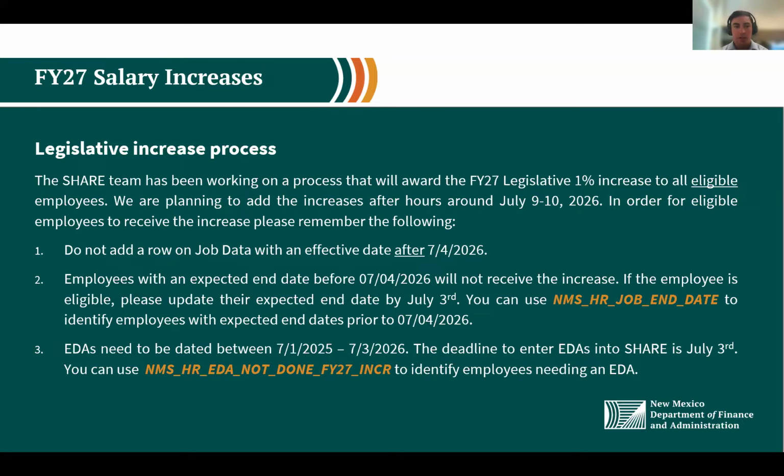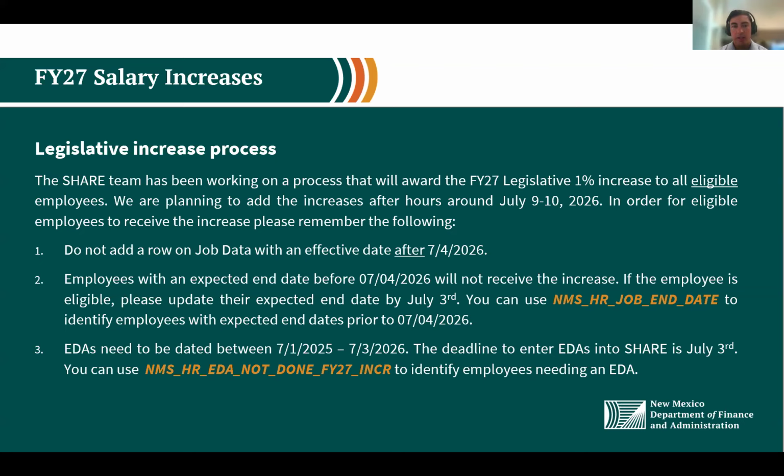So the first reminder is, until we've added that increase row, please do not add any effective dated rows that are after July 4th. So July 5th and on. You can, of course, enter a July 4th row, and the process will go in and add a sequence 1 on top of that. Please nothing after July 4th.